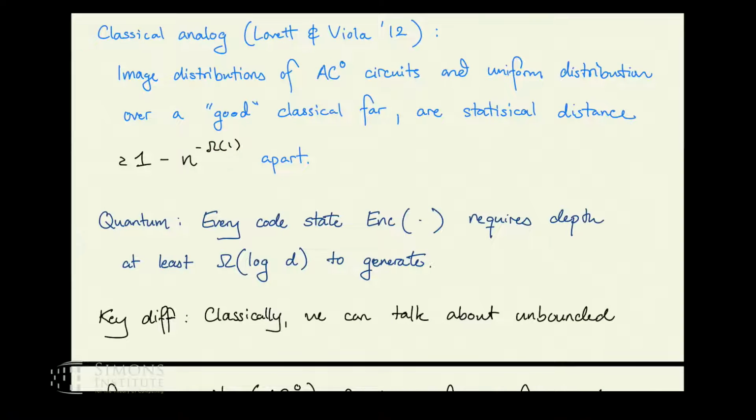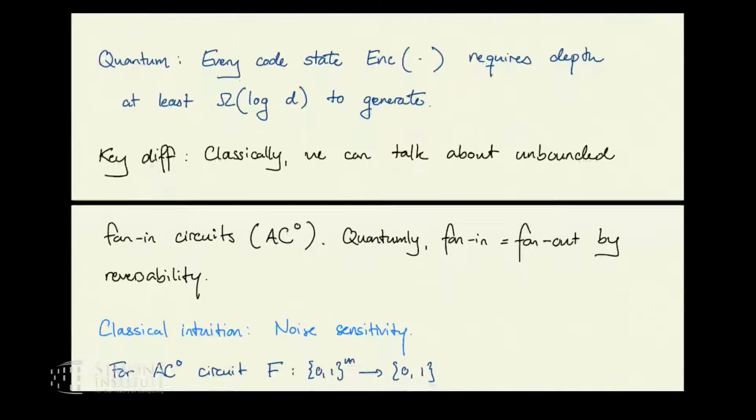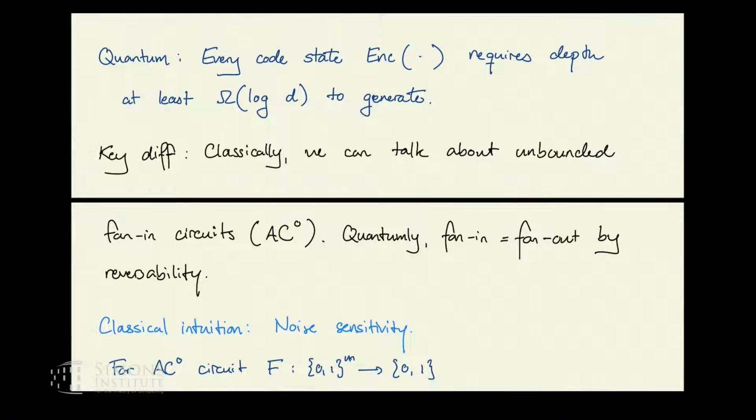So quantumly, we're just going to prove that every code state, which is the output of the encoding circuit, requires depth at least log d, where d is the distance of the code to generate. And the key difference is that classically you can talk about AC0 circuits because they have unbounded fan-in, as well as being defined with classical information. Quantumly, that doesn't really make sense, so we're just going to talk about circuits of bounded fan-in, like depth 2.